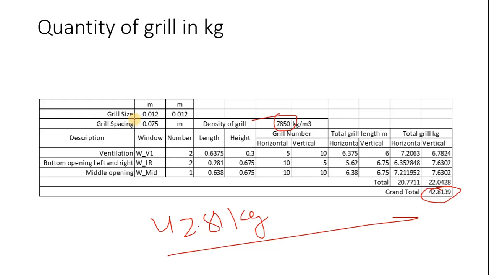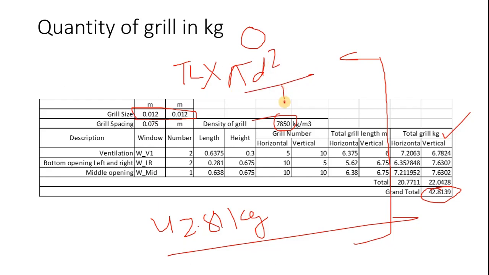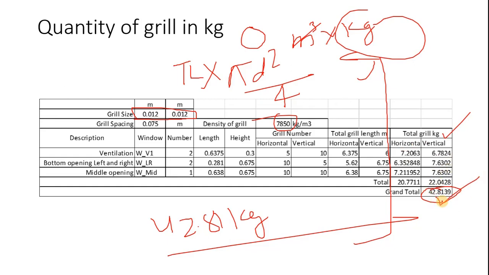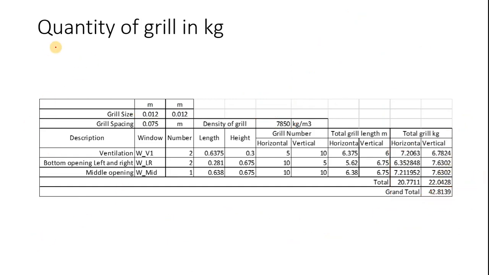Here our assumption is a square grill of 12 mm by 12 mm. But suppose we are using a circular grill, then the process of finding the length up to this much would be the same. Now to find the kg of grill, all we need to do is multiply the total length into area. Area now would be pi d square by 4. Now we will get this value in cubic meter, multiply by kg per cubic meter. Cubic meter cancels and we will get the result in kg. Add all of them and we will get the total kg of the quantity of grill.